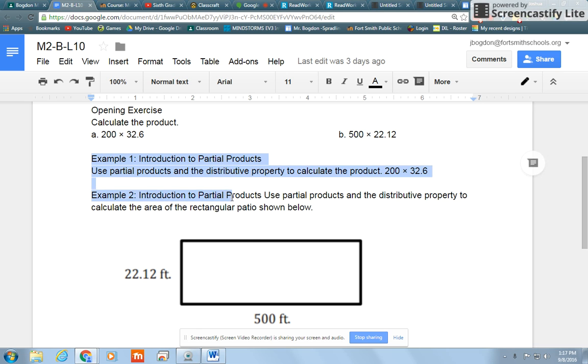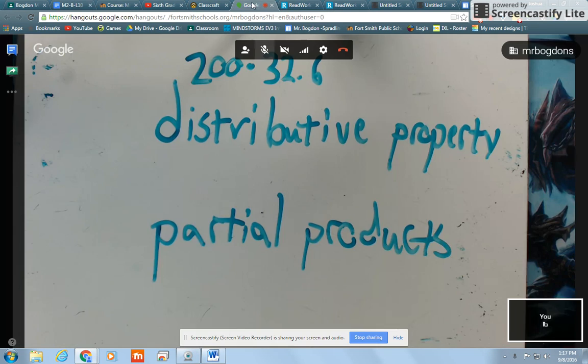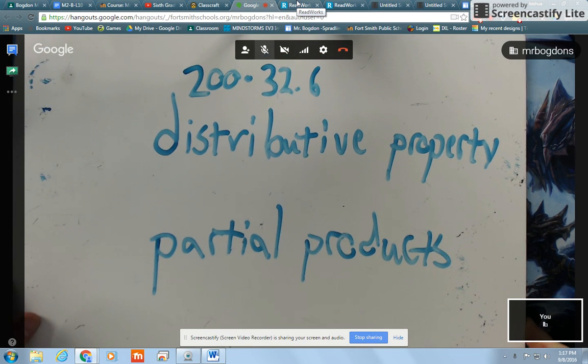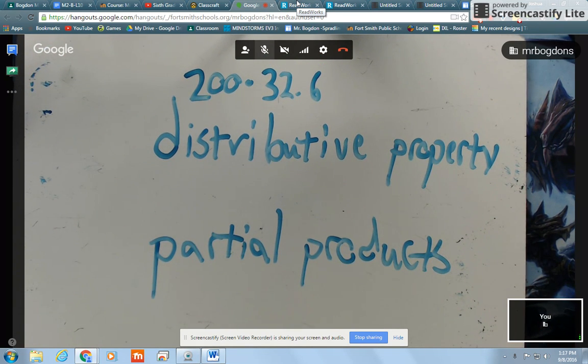So here's our first example. We are going to use partial products in the distributive property to calculate the product of 200 times 32 6/10. Does everyone have that written down? If not, we should make sure that happens. All right. So 200 times 32 6/10.